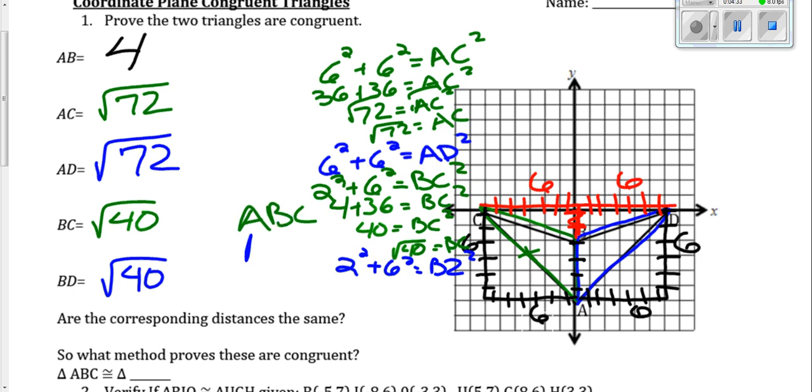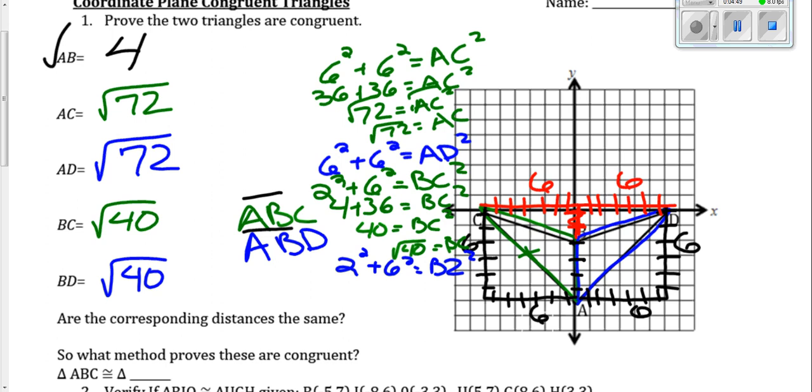And ABD. Okay, and if you remember, if we're finding corresponding sides, AB and AB, they go in the same order when you're looking at the name of it. Well, of course, they're the same length because it's the same side. So that's good to go.